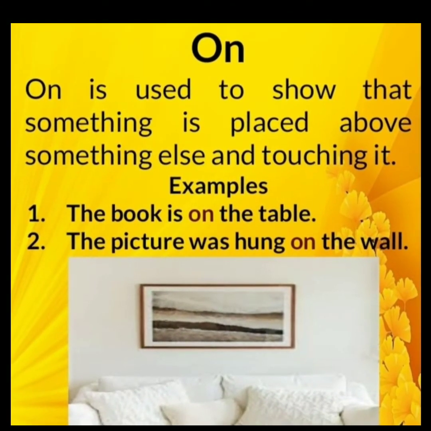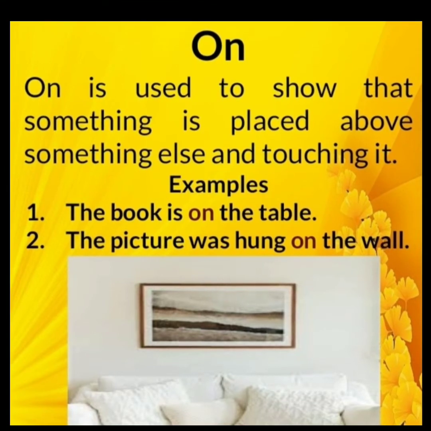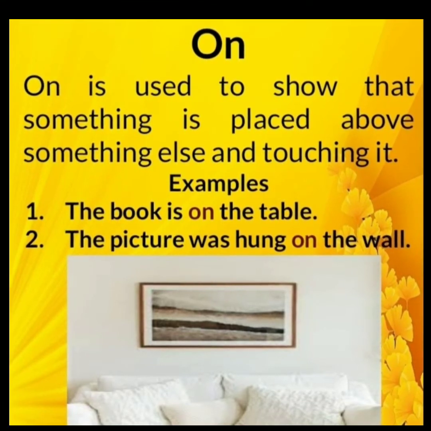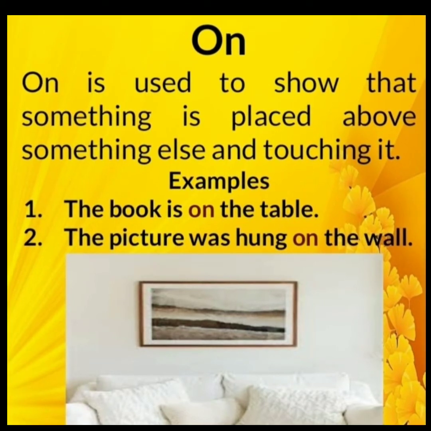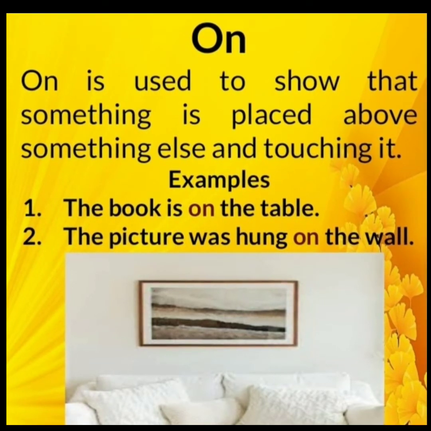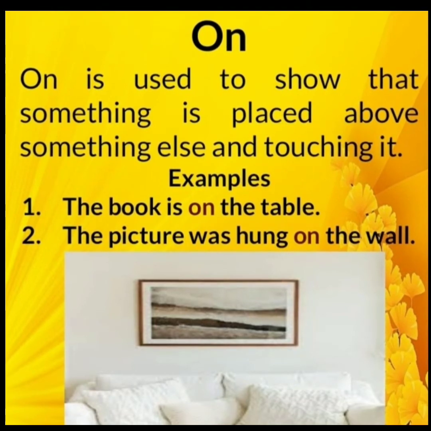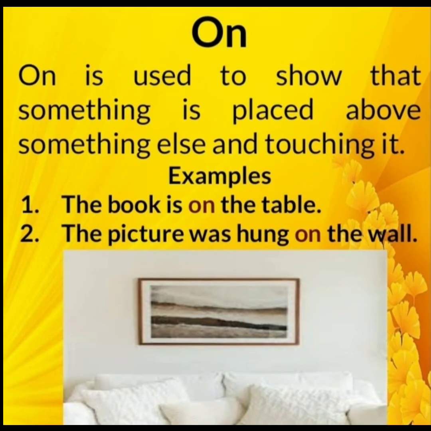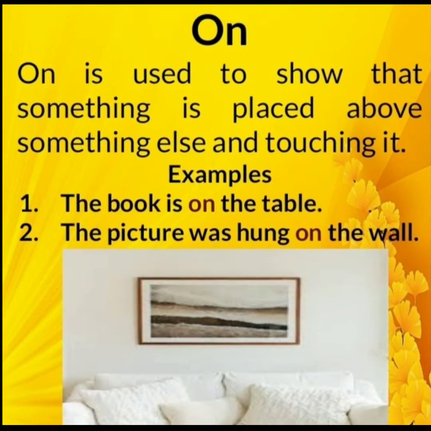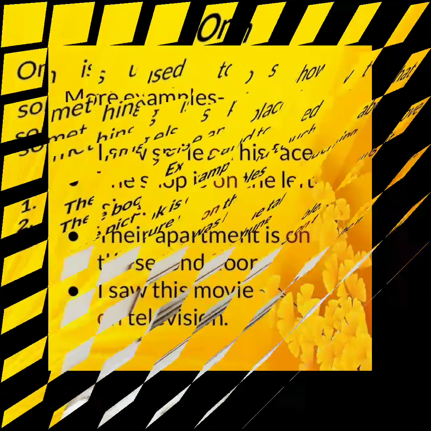The preposition on. On is used to show that something is placed above something else and touching it. For example, the book is on the table. The book touches the surface of the table. So the book is on the table. The picture was hung on the wall.